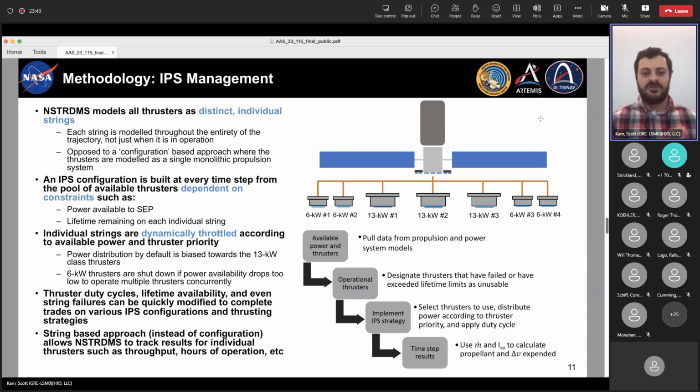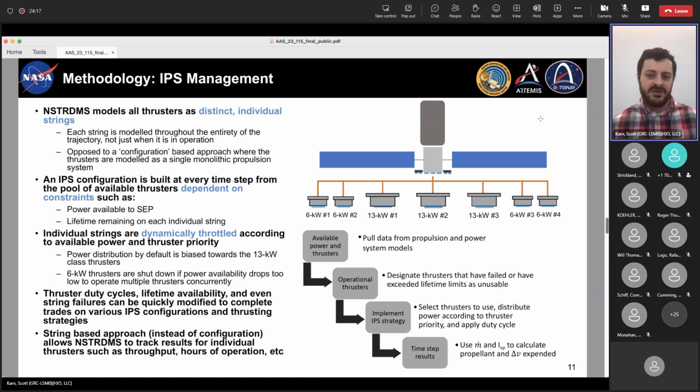So we track all 7 individual thruster strings throughout the entire mission, whether they're being used or they're not being used, or whether they're in a specific set point or a different one. And we couple that with a user-defined thruster priority. So our baseline in PPE is that we rely mostly on our 13 kilowatt strings to do the lion's share of the work for us. So we bias the throttle input to our 13 kilowatt strings, and we throttle back the 6 kilowatts in order to maintain that power to the bigger thrusters.